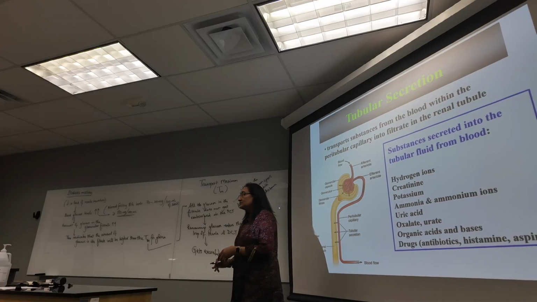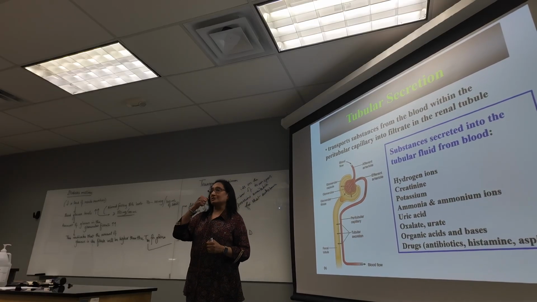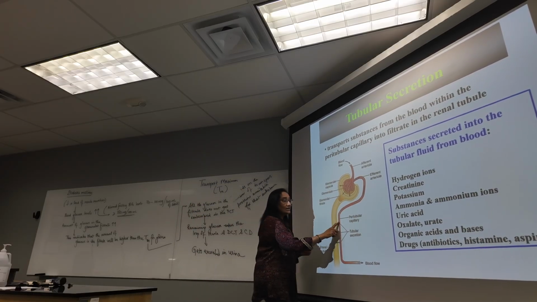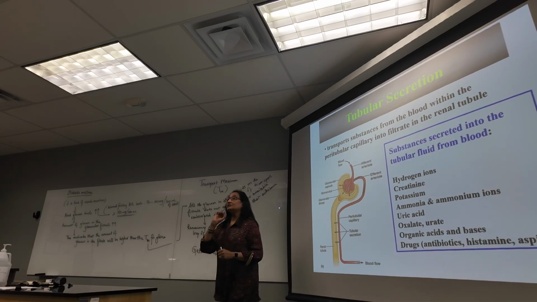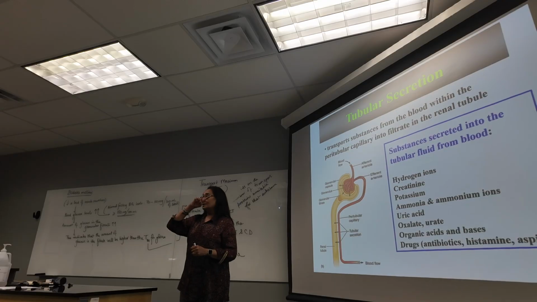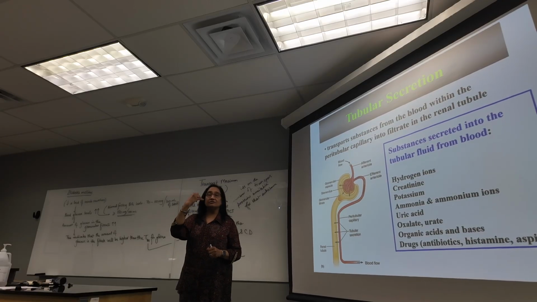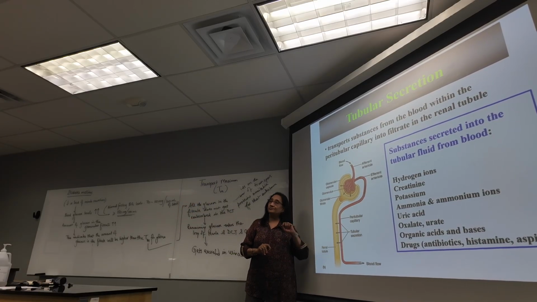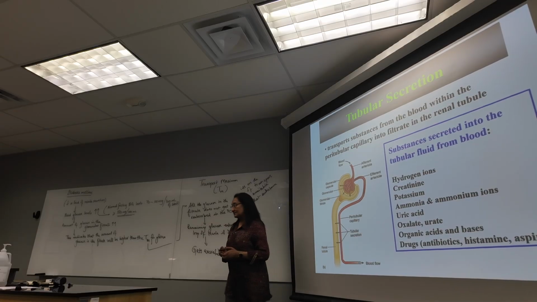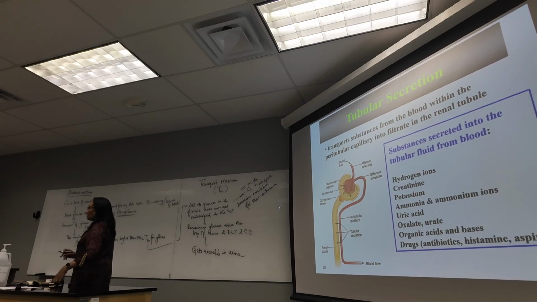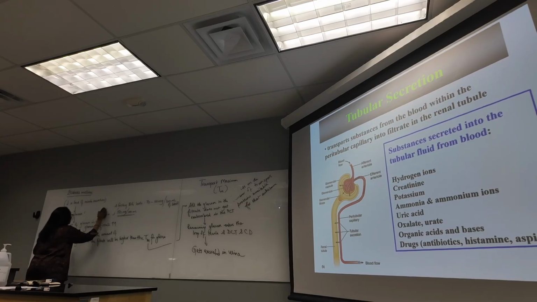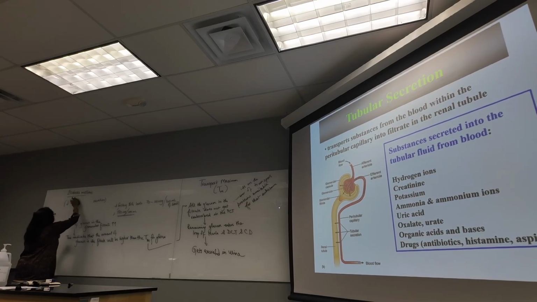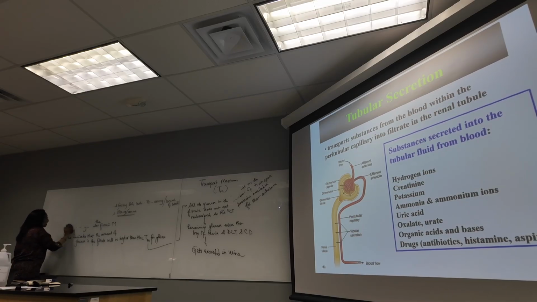And tubular secretion is generally an active process. You need energy because these are larger molecules, so you have to push them out. Unlike reabsorption, which can be passive or active, this is more of an active process. Okay? So now let's come to the distal nephron. The distal nephron is where fine tuning of the filtrate takes place. And this is what we were talking about.